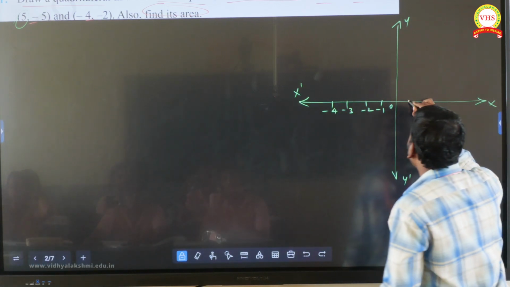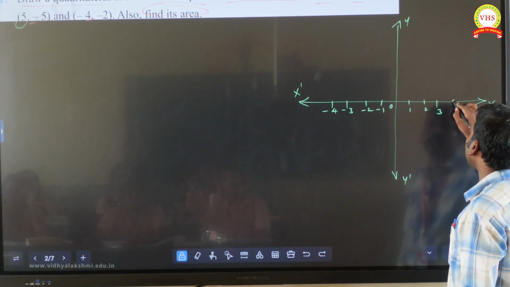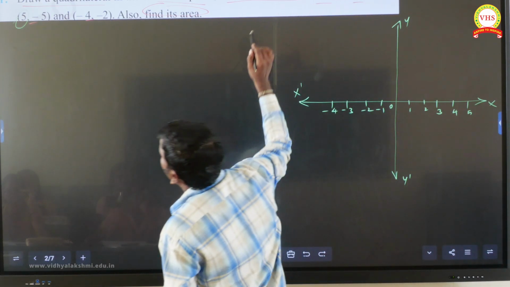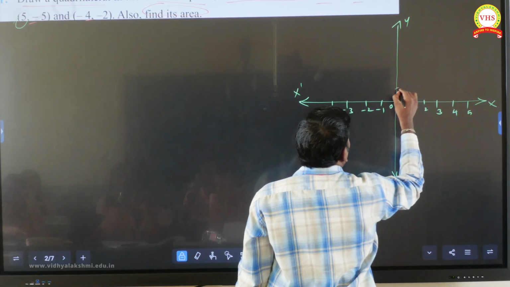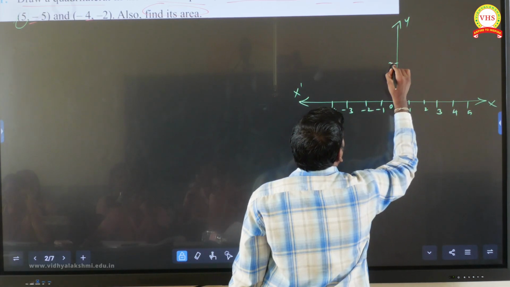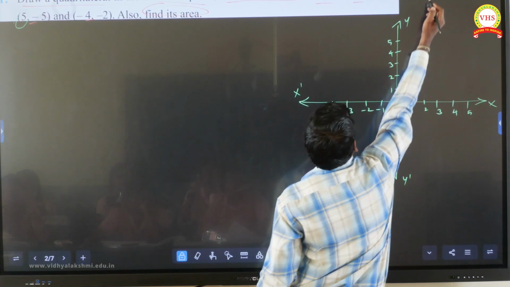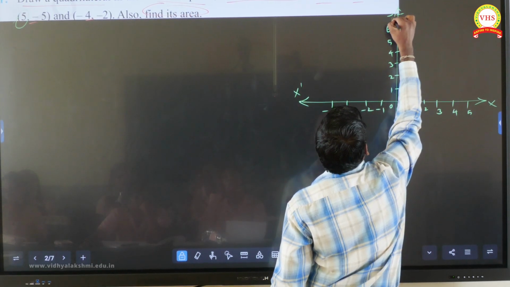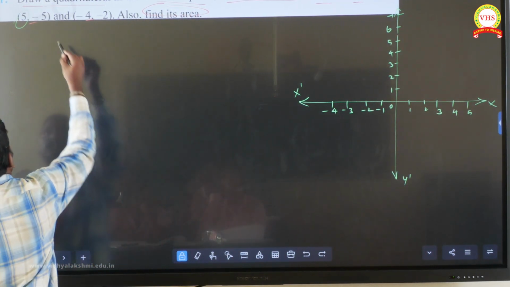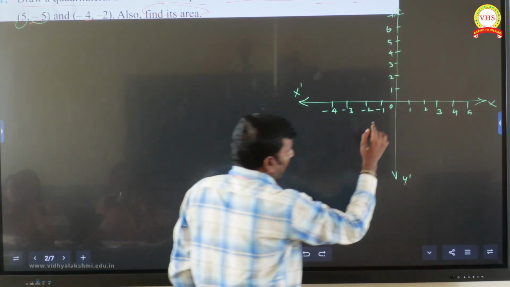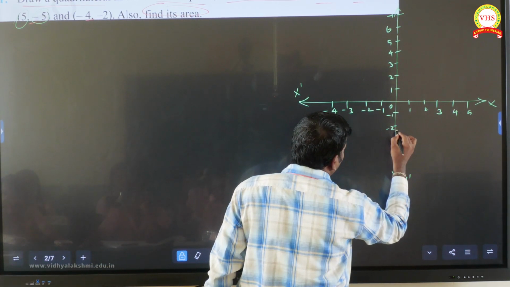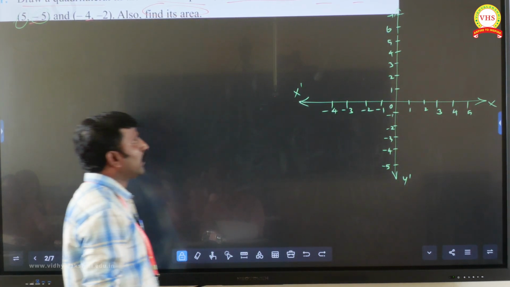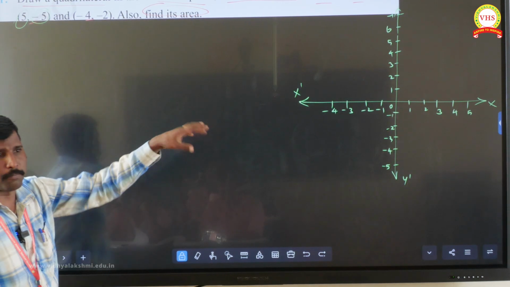Then you mark 1, 2, 3, 4, 5. On the y side, the highest number is 7, so we have to go till 7: 1, 2, 3, 4, 5, and it goes till here, so it will be 6 and 7. And on the negative side we have till -5, so you mark -1, -2, -3, -4, -5. That's it. So all those points I want to plot in the coordinate plane.